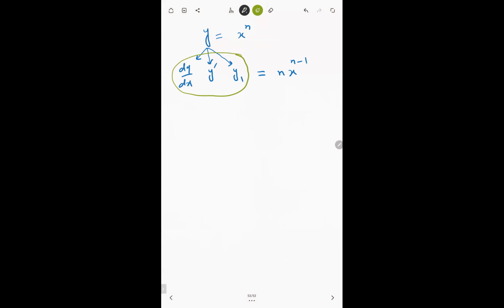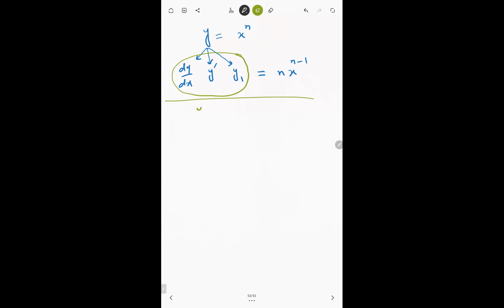On the left side, different notations can be used. If you differentiate y, you will get dy by dx. If you differentiate y, you will get y prime. If you differentiate y, you will get y1. So these all three, dy by dx, y prime, y1, are equivalent. These all are the same notation representing the same thing, that is differentiation.